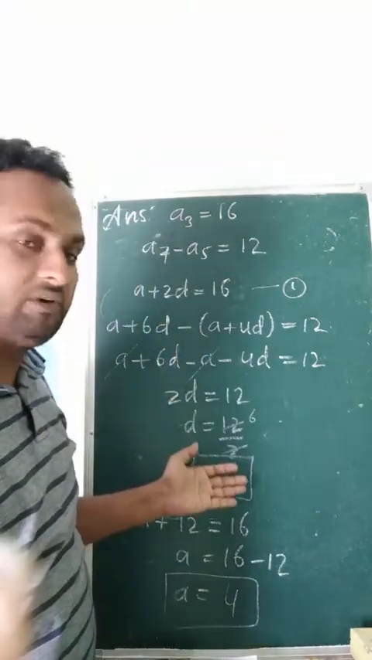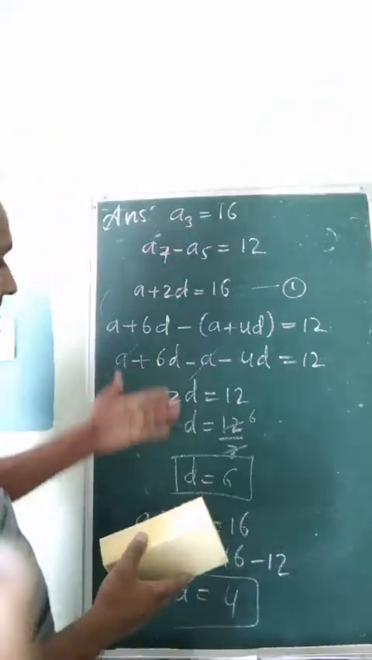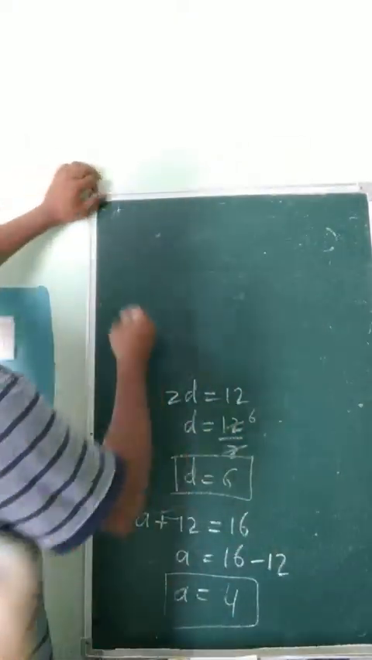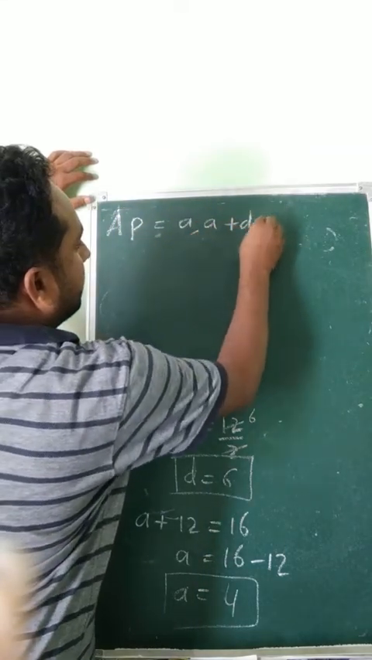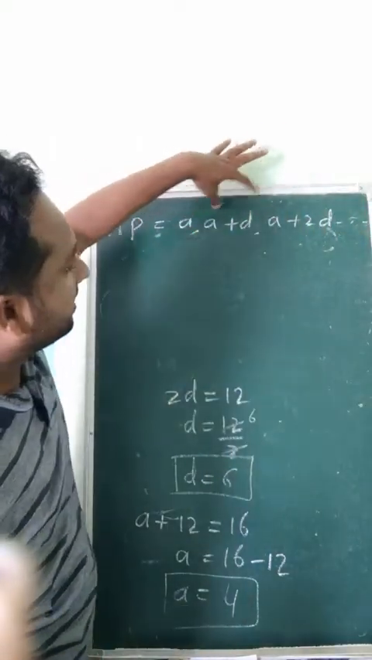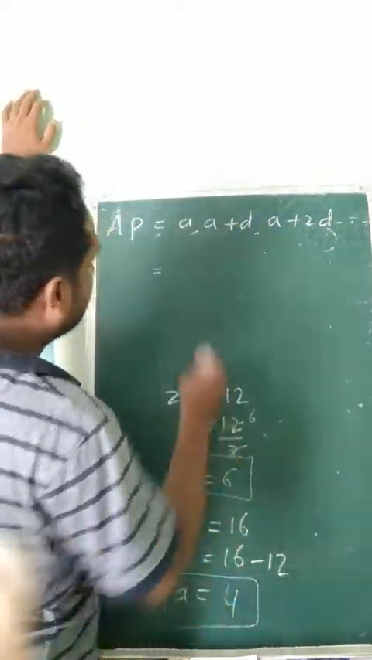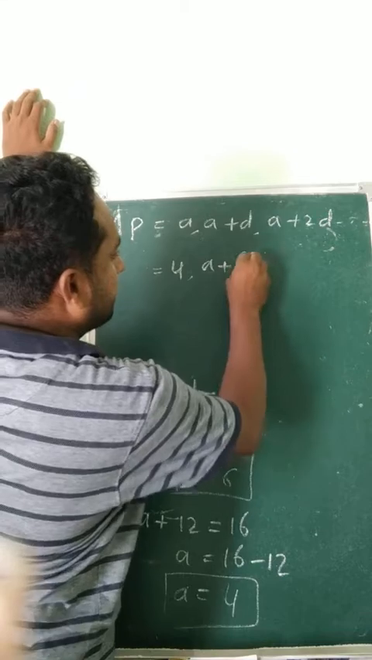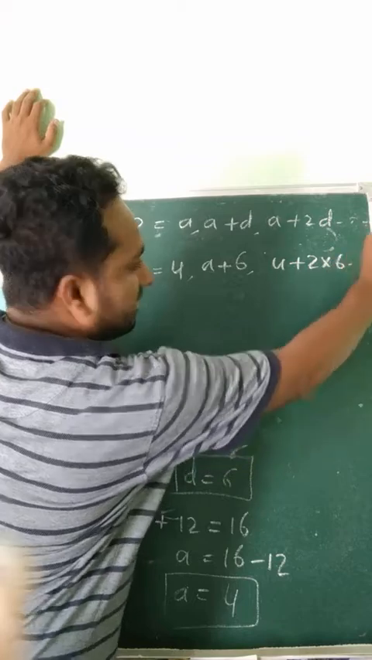If you know the first term and the common difference, you can find the APs now. You know what the general formula of the APs is. Now see here, we'll write here. AP is equal to A, A plus D, A plus 2D, and so on. Means first term, second term, third term and so on. A means 4, comma, A plus D. D is 6. Then comma, A means 4 plus 2 into D, 6, and so on.